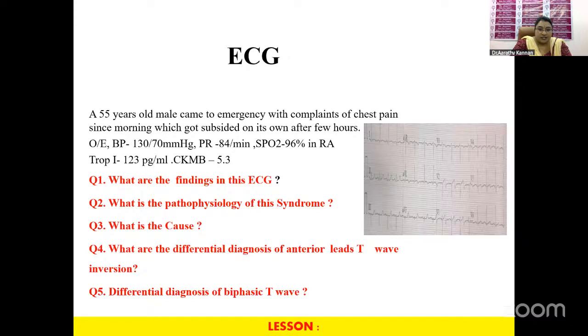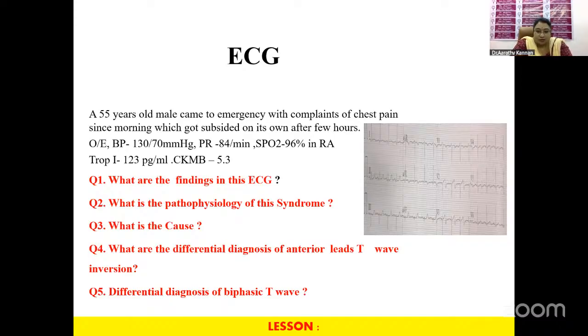In this first case, we have an interesting ECG of a 55-year-old male who came to the emergency with complaints of chest pain since morning, which subsided on its own after a few hours. On examination, his BP was 130/70, pulse rate was 84 per minute, saturation was 96% at room air, Trop I was 123, and CKMB was 5.3. His ECG is shown here.